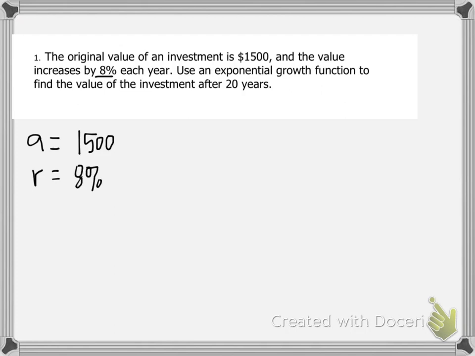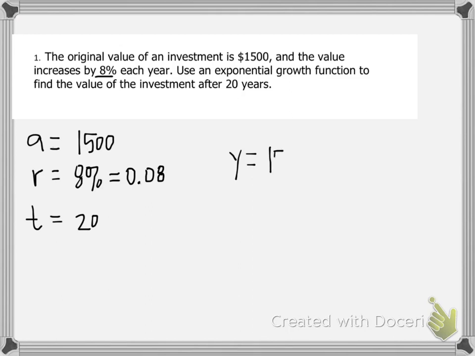Okay, but we can never use 8%. So what we have to do is remember to change your percentage to a decimal. So this is actually going to be 0.08. Okay, use an exponential growth function to find the value of the investment after 20 years. So here our t is going to be 20. All right, so we will plug it in the formula.